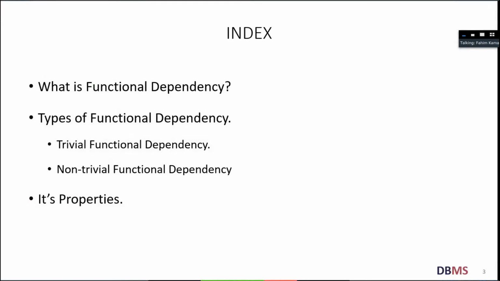And these are the topics that we are going to discuss in our presentation today. What is functional dependency? Types of functional dependency, which is two types, trivial functional dependency and non-trivial functional dependency. And finally, their properties.